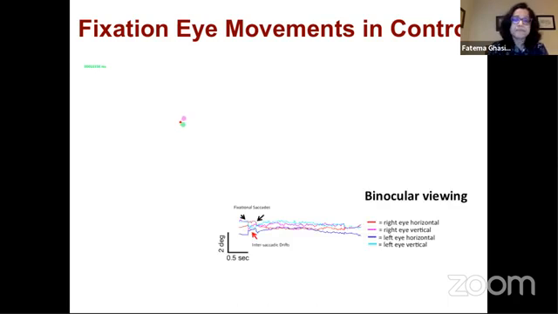So here's a sample of eye position traces obtained from a normal control. The x-axis is time and the y-axis is horizontal and vertical eye position of the right and the left eye. And normally we make these small fixational saccades, indicated by these black arrows, that alternate with periods of intersaccadic drifts. Typically we make about 1 to 2 fixational saccades per second. They are binocular and they are conjugate movements.